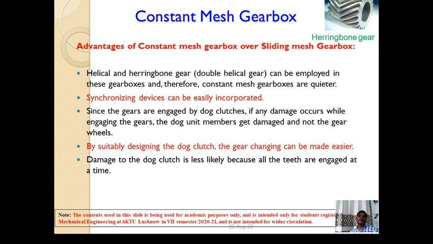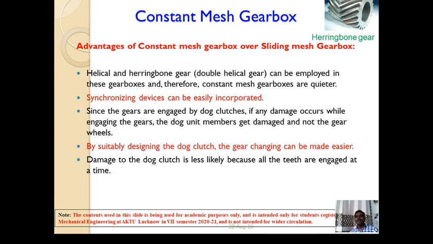In our next lecture, we will study the synchromesh gearbox, and then we'll see how these synchronizer units work. Since the gears are engaged by dog clutches, if any damage occurs while engaging the gears, the dog unit members get damaged and not the gear wheels. So this saves the additional cost incurred with changing the gear. Changing gears is more costly as compared to changing the dog gear only. So dog sleeves or dog gears may be changed easily at lesser cost. So this is an advantage.